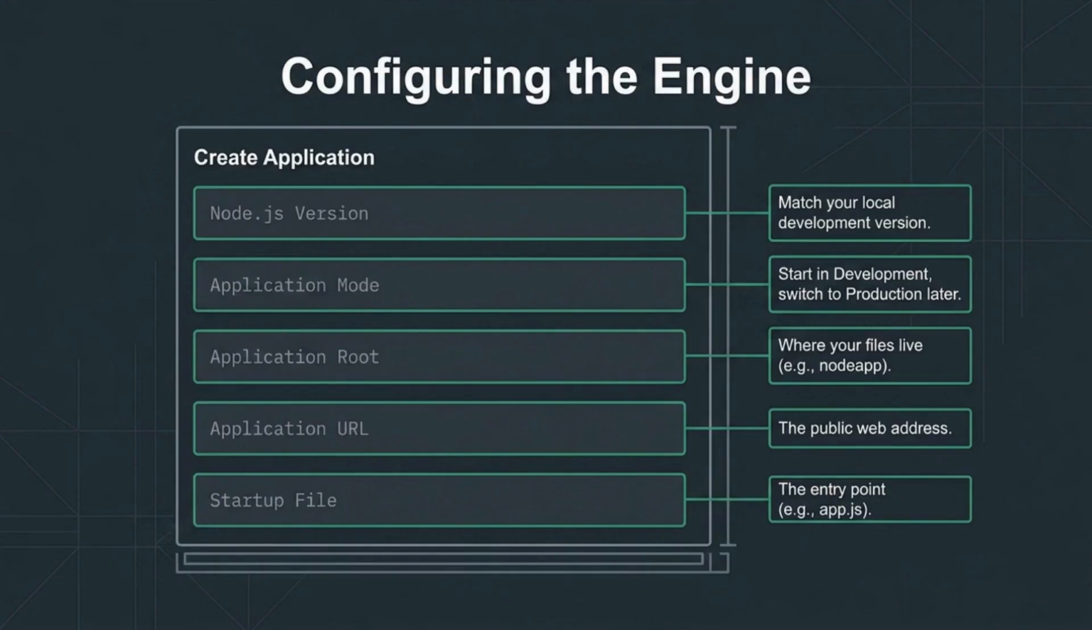Let's configure the engine. In the interface, you'll need to match your local Node.js version, set the application mode, define your root folder where the files live, choose your public web address, and specify your startup file.